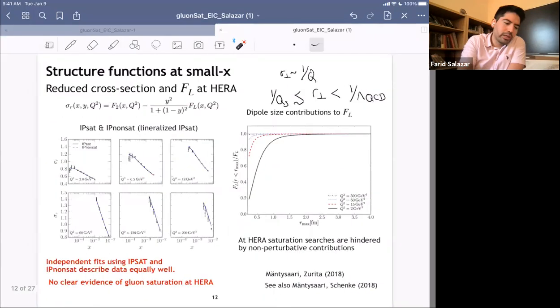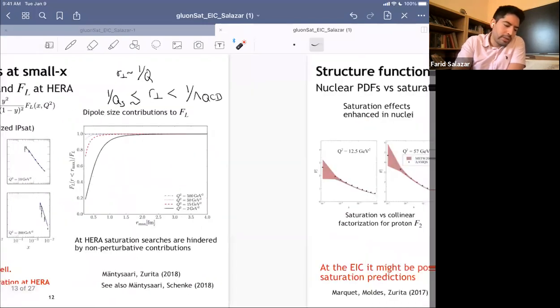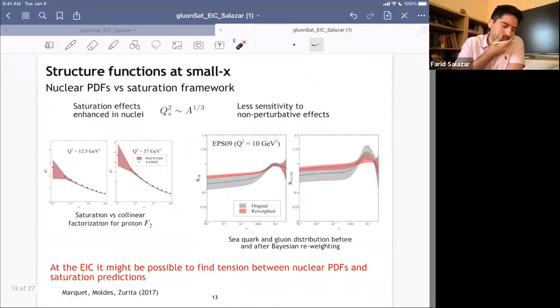So this window here grows a little bit. So we expect more sensitivity to saturation. And there are some ideas. So some ideas is to compute these structure functions within a saturated model constrained to HERA data and try to find some tension between those predictions and the predictions that you get from extrapolations of nuclear PDFs. And in this paper, that direction has been explored.